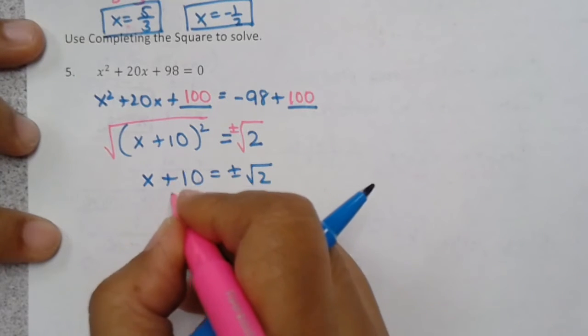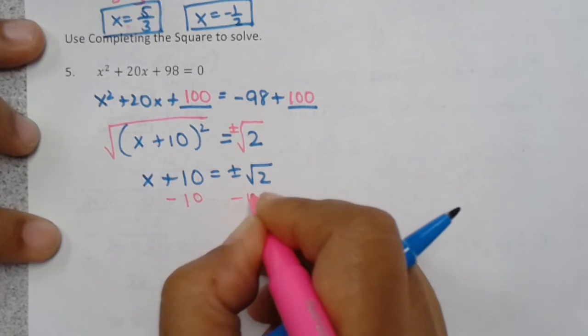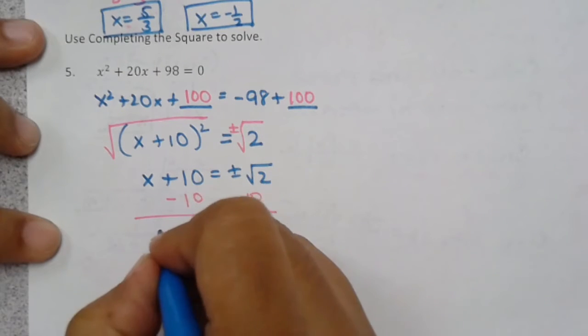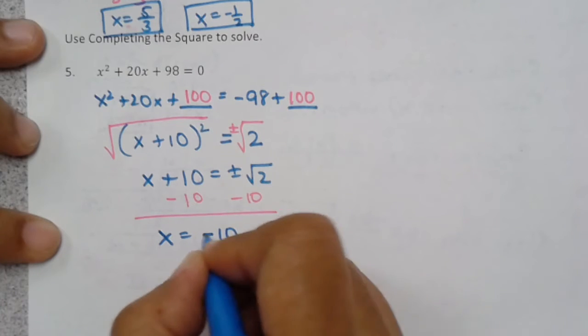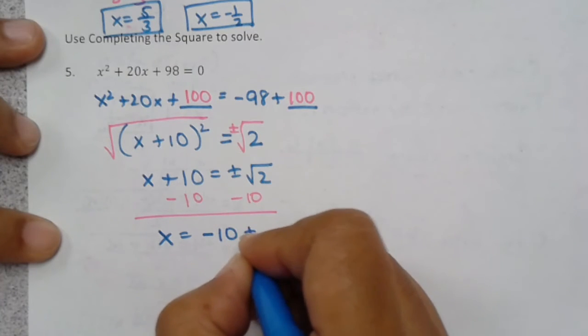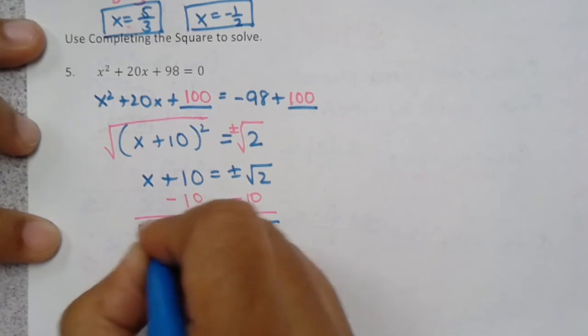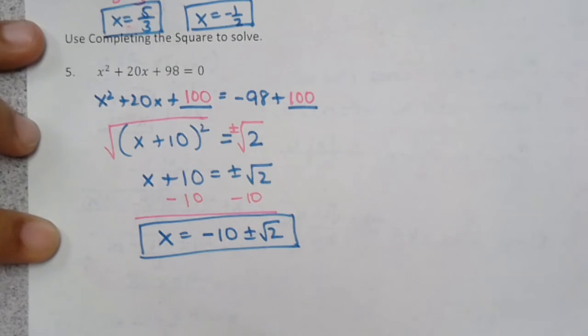Last step, you have to get x alone, and that's subtracting the 10. And remember that you write the number in front of the plus or minus, so minus 10, or the negative 10, I should say, plus or minus the square root of 2. And that's it.